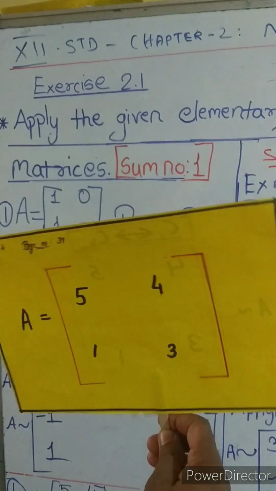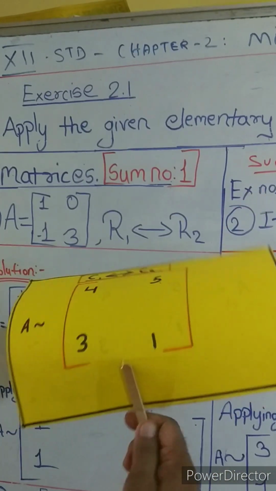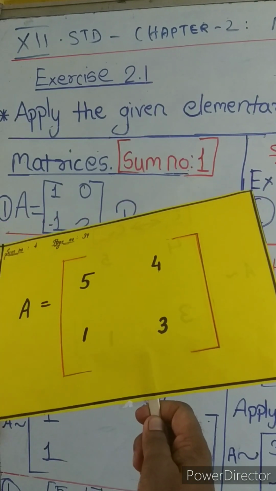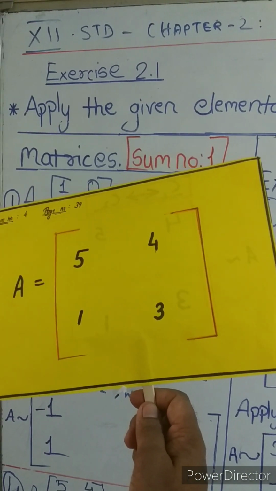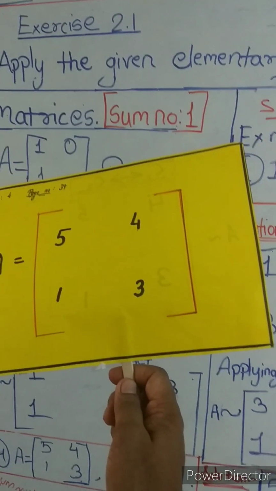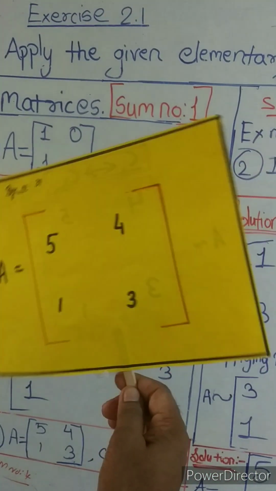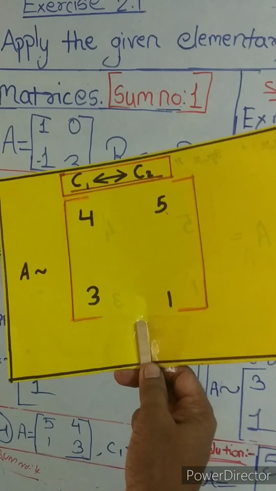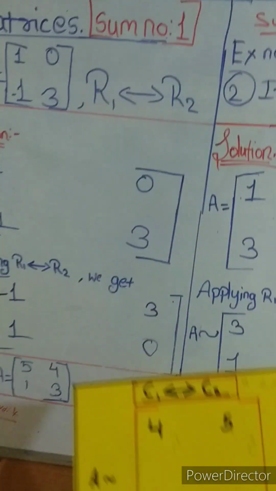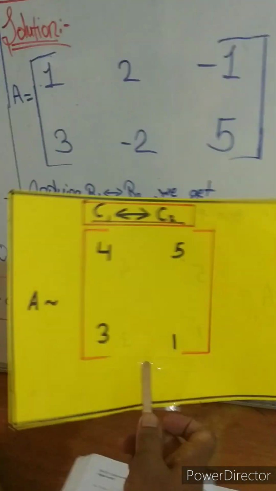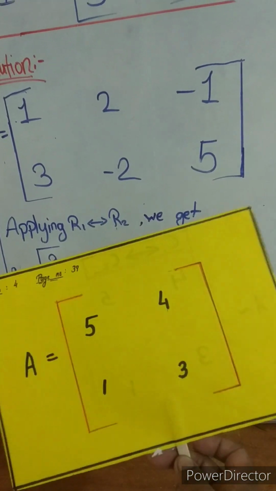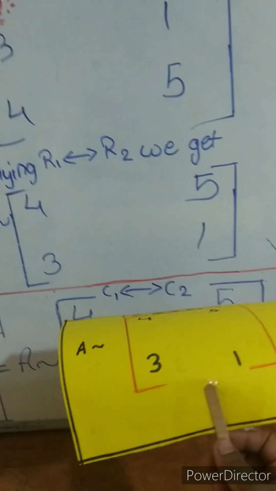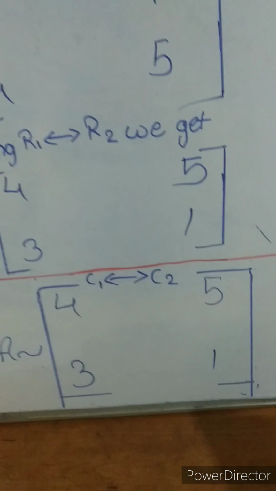How can we find the answer? Just rotate like that. One more time I am explaining. This is sum number 4, [5, 4; 1, 3], elementary transformation C1 and C2. You can rotate like that. C1 elementary transformation C2 gives [4, 5; 3, 1]. This is the question and this is the answer. So the question is [5, 4; 1, 3], we just have to rotate here and we get the answer [4, 5; 3, 1]. I have written the same on the board also.